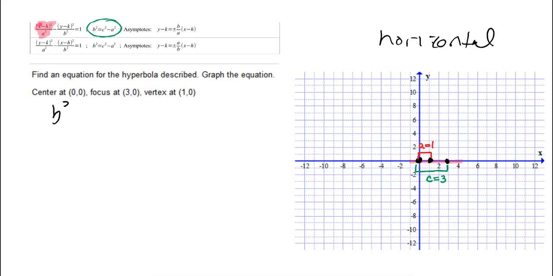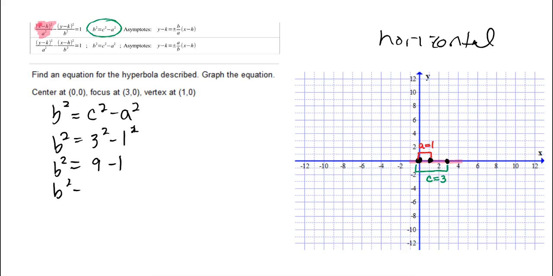So B squared is equal to C squared minus A squared. B squared is 3 squared minus 1 squared. B squared is 9 minus 1. B squared would be 8, and B equals the square root of 8. I can write the equation of the hyperbola now.